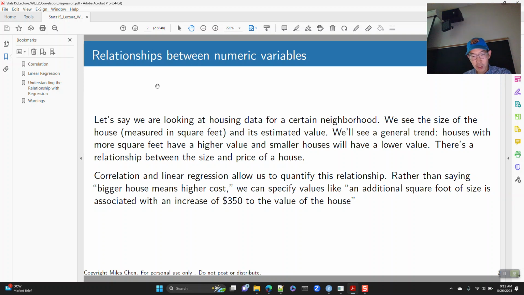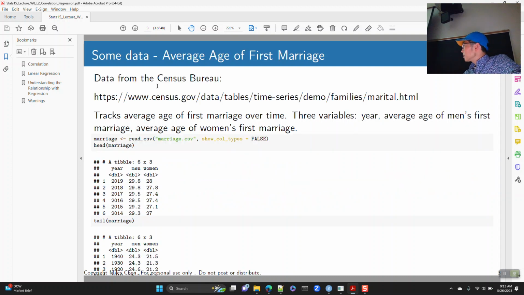Okay, but anyway, correlation and linear regression allow us to quantify the relationship. Rather than just saying bigger houses cost more, smaller houses cost less, we can give it an actual quantity. And we can say an additional square foot in the size of the house corresponds to, or is associated with, an increase of $350 to the value of the house, right? So we have a quantity, a way to describe that relationship with numbers rather than just saying bigger X means bigger Y.